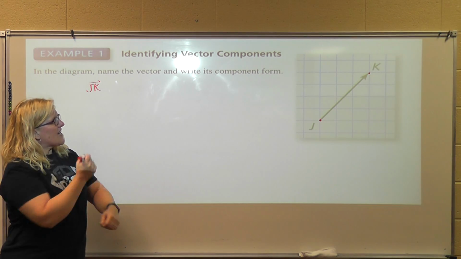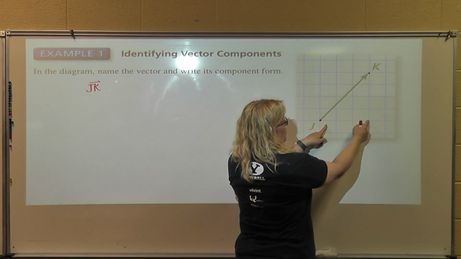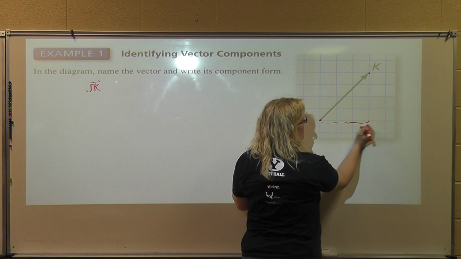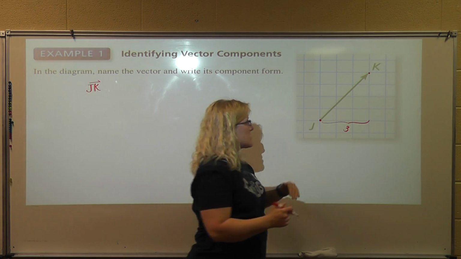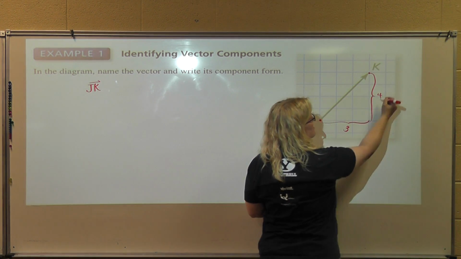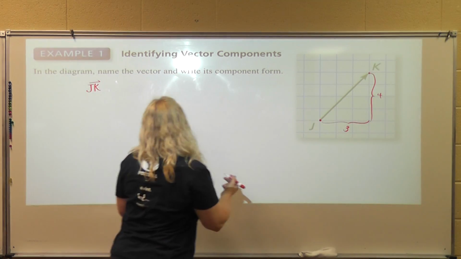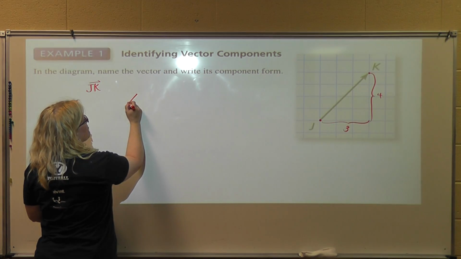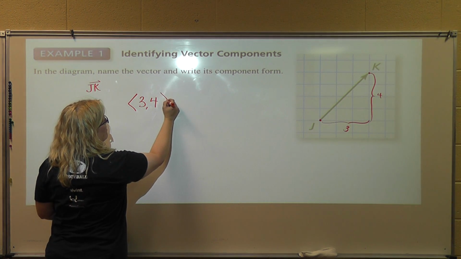All right, and so writing it in its component form, we have 1, 2, 3 units going in a horizontal direction, so that would be my X. And then 1, 2, 3, 4 units over here, which goes down, which would be my Y. So in component form, it is going to look like this.